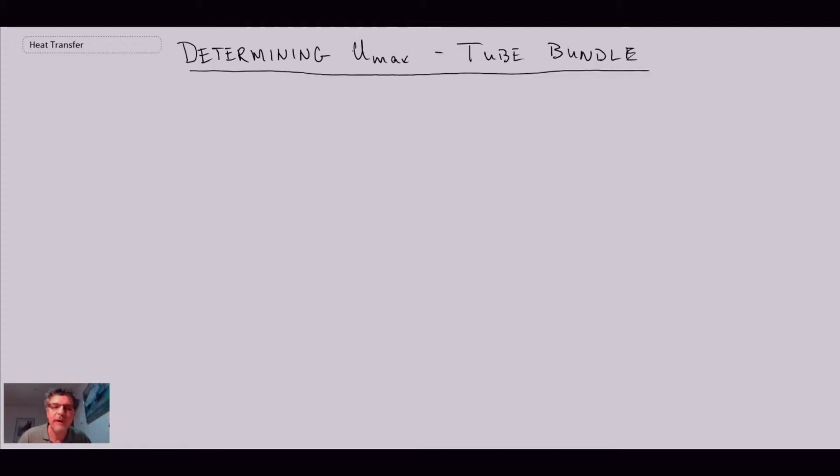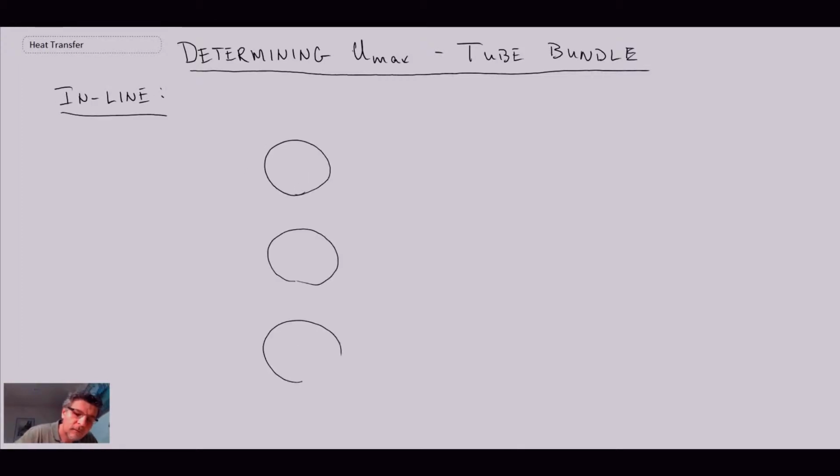Now, in determining Umax going through a tube bundle, it's going to depend upon the configuration that we have. So we're going to begin with the simpler, and that is for the inline arrangement. So let's assume that we have this configuration here where we have 3 cylinders, inline arrangement. The spacing between tubes is Sn in the direction normal to the flow.